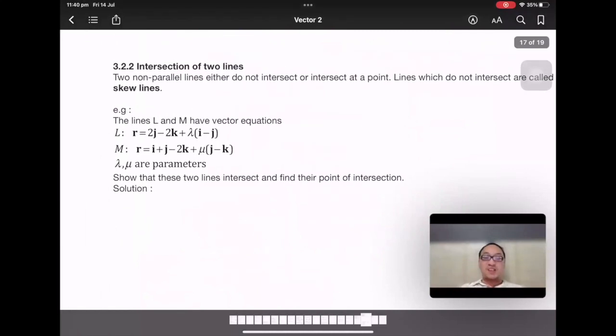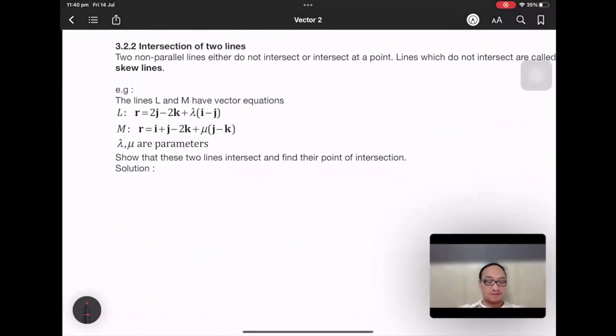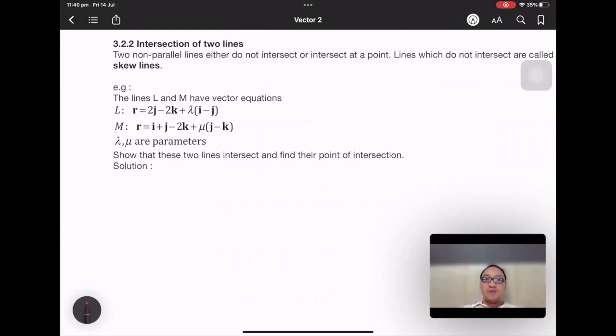Intersection of two lines. If we have two lines and they are not parallel, there are two possibilities. The first one, they don't intersect, or they intersect at a point, because two parallel lines cannot have an intersection point. So if they are not parallel, either they don't intersect or they intersect at a point.